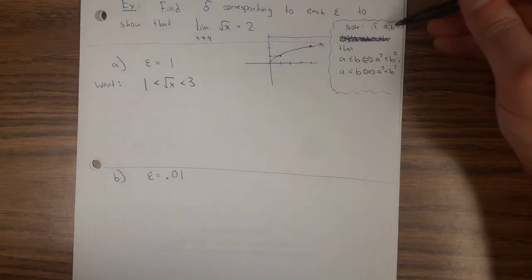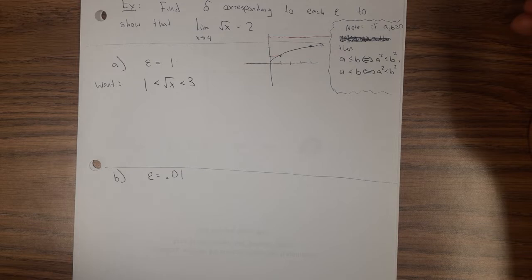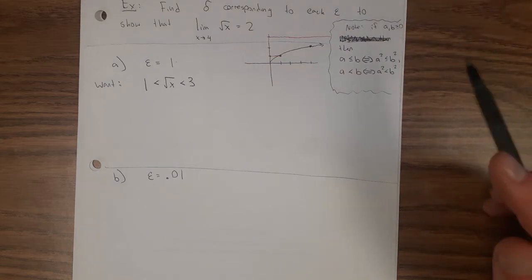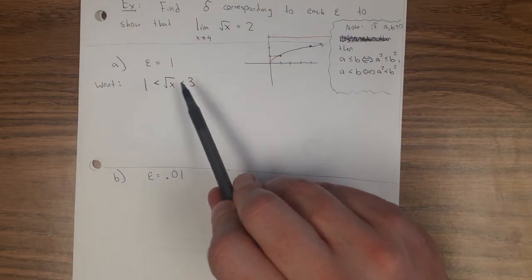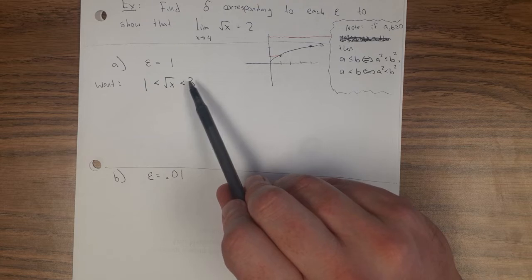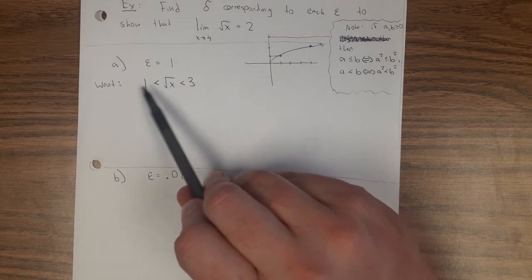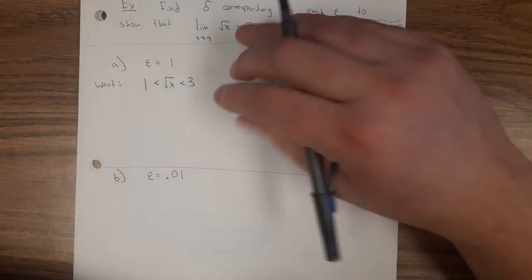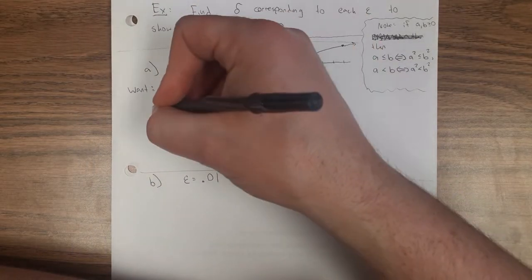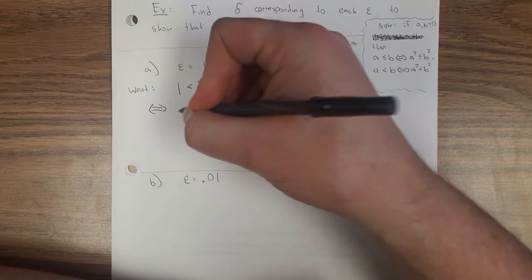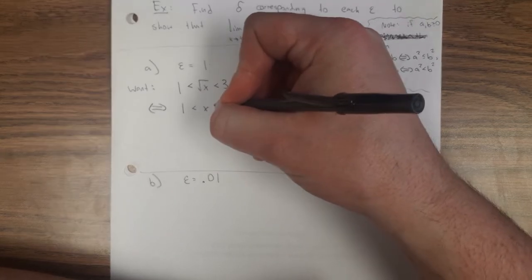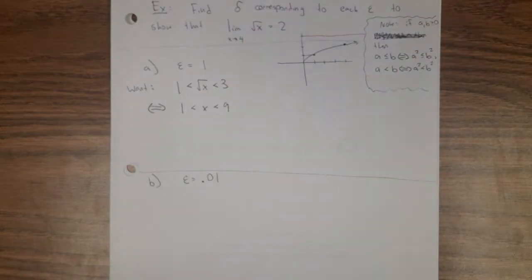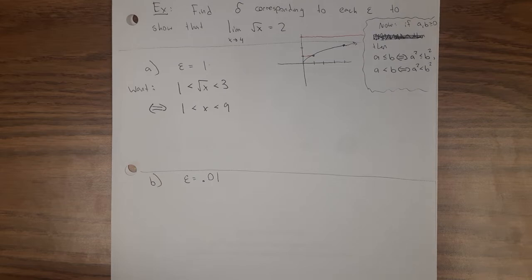It's important that these numbers be non-negative, by the way. You can't just square both sides of any inequality and have it be true. However, these are all positive numbers. 1's positive, 3's positive, and square root of x is in between those two, so it would have to be positive. So I am allowed to square everything. So x is between 1 and 9.